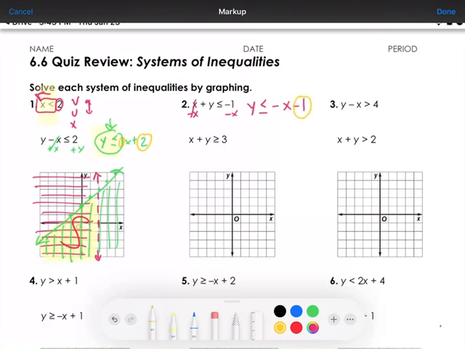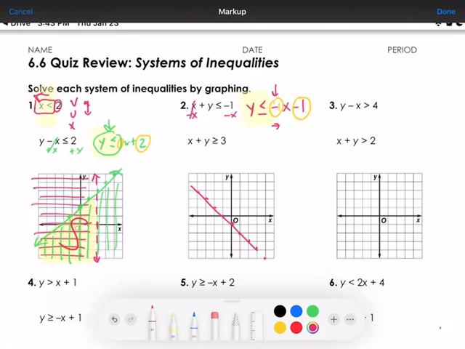From this point, I'm just going to identify my slope and my intercept. My intercept is -1. My slope is also -1. That means my starting point is going to be on the y-axis at -1. And my slope is going to go down 1 over 1. So from this point, I'm going down 1 over 1 in this direction, and then up in this direction. Since y is less than or equal to, my line will be solid.